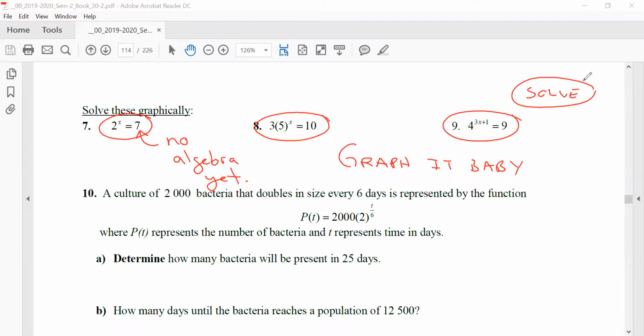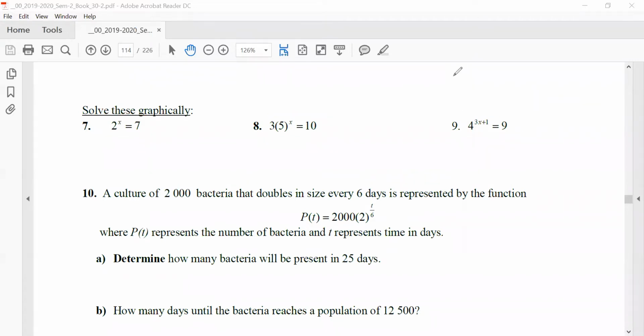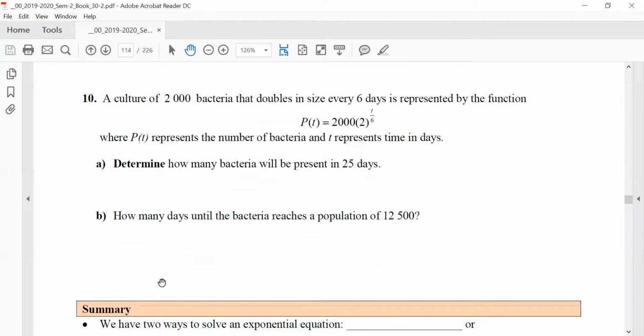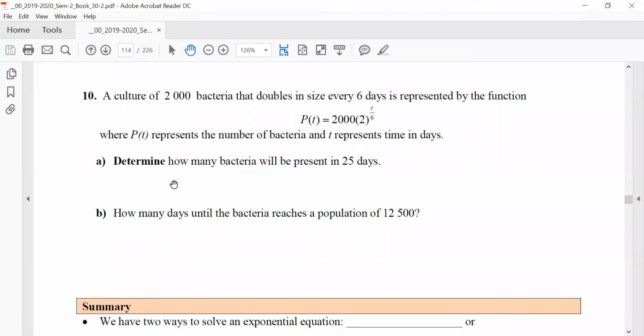Okay, so we'll worry about how to solve things when we can't make the bases the same using logarithms, which is sometimes not that bad.